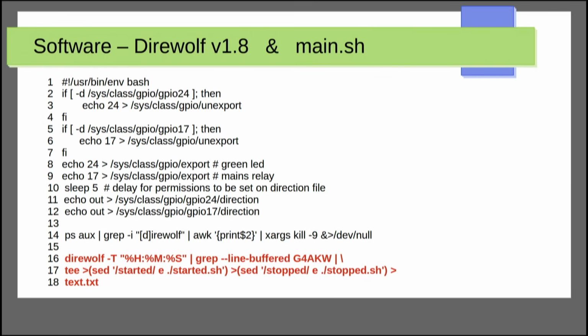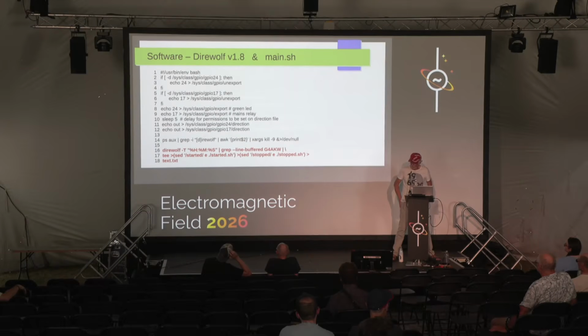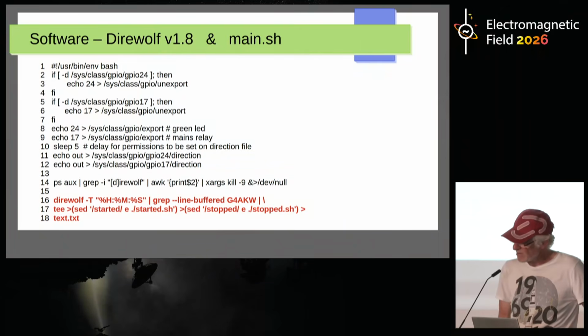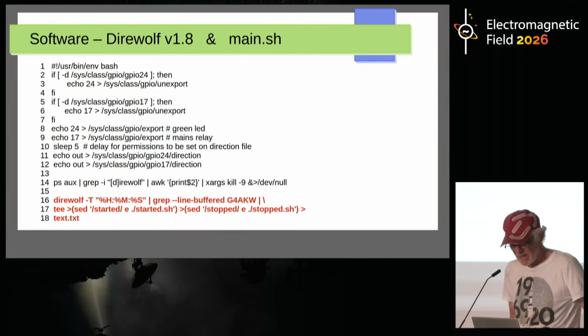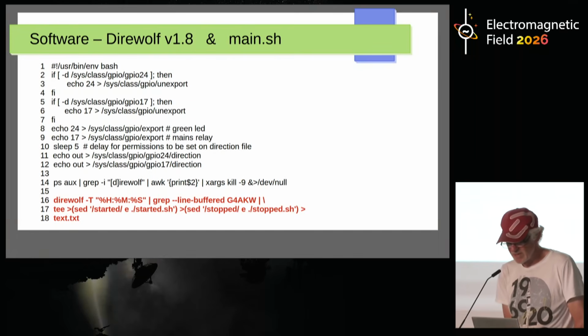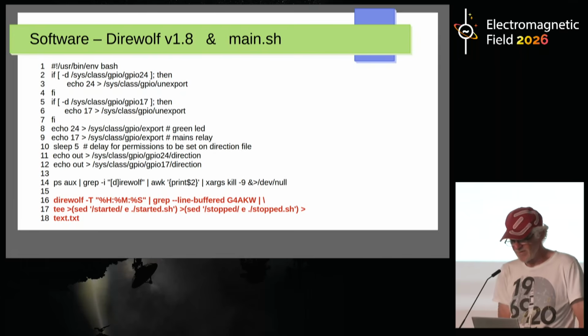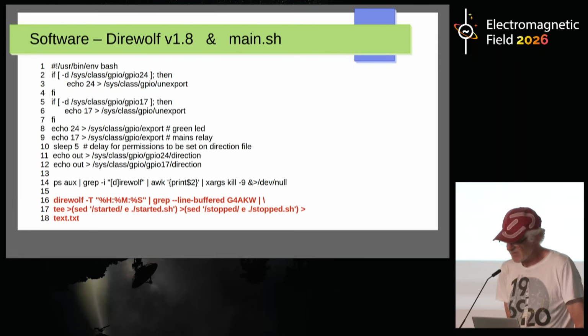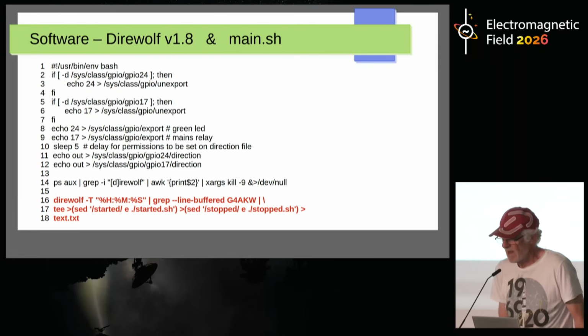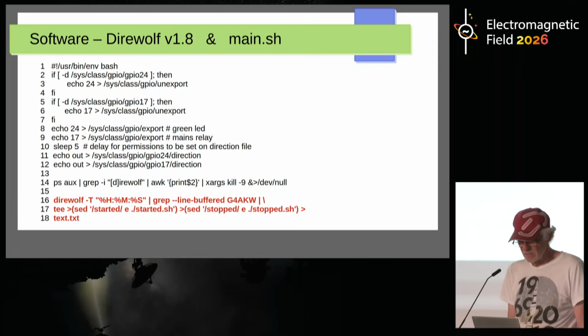Then line 16 is a single big long line, and the first thing is it calls Direwolf. It calls it with the option T to put a timestamp on everything, pipes that to grep. Grep's just looking for my call sign, and that's then teed off to SED. There's 2 instances of SED running. One is looking for the word started, and the other's looking for the word stopped, and they fire off 2 other smaller scripts, the started script and the stopped script, which gives me my acknowledgement that it's received my command.